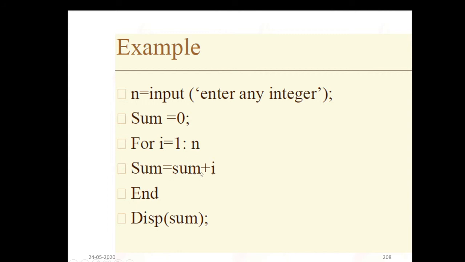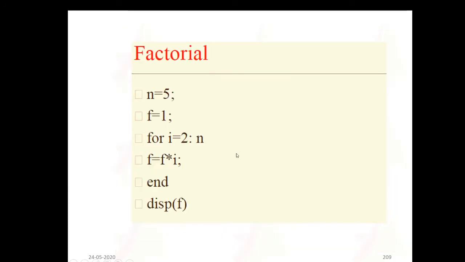Initially the value is 0, and i is 1. So 0 plus 1 is 1, and it is stored. The next one is 1 plus 2. So I am finding the sum of the values from 1 to 10, that is 1 plus 2 plus 3 plus 4 plus 5 plus 6 plus 7 plus 8 plus 9 plus 10. For this I am using the for loop.